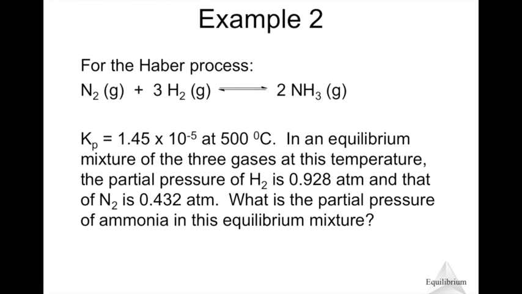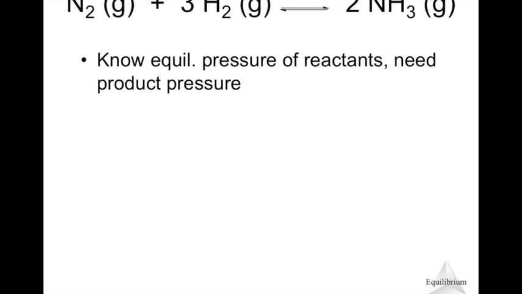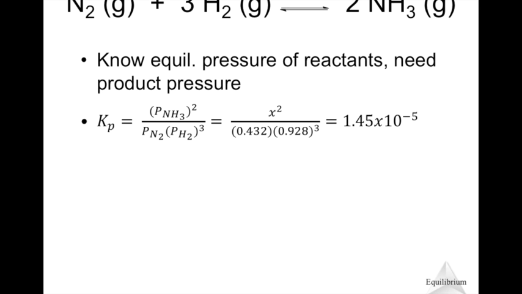So what are we going to do here? We're going to set up our favorite thing, our ICE table. We know the equilibrium pressures of most of the reactants, but we need to get the product pressure. But we can still solve this with some variables. So we have our expression, right? Kp is the pressure of NH3 squared over the pressure of N2 times the pressure of H2 cubed. This guy we don't know. That's x. So this is x squared over 0.432 times 0.928 cubed. And we know all this is equal to our Kp, 1.45 times 10 to the negative fifth from the problem.